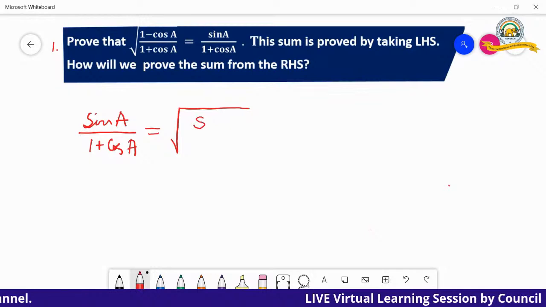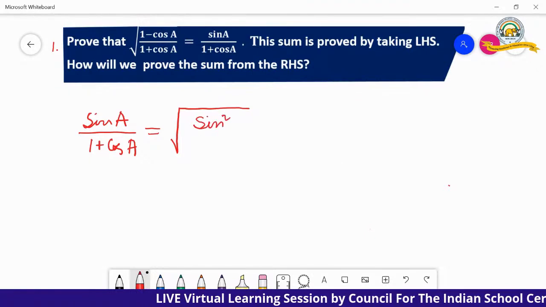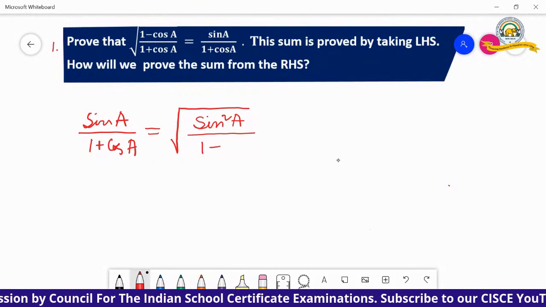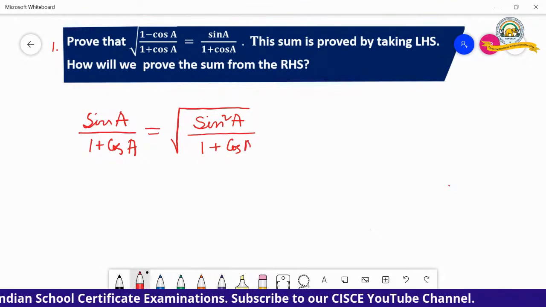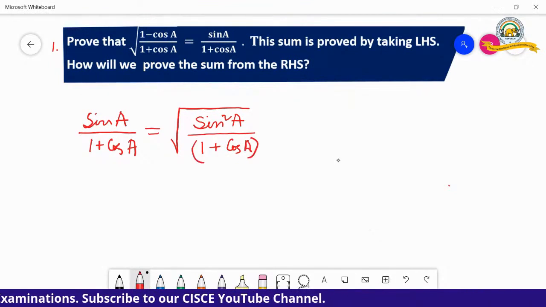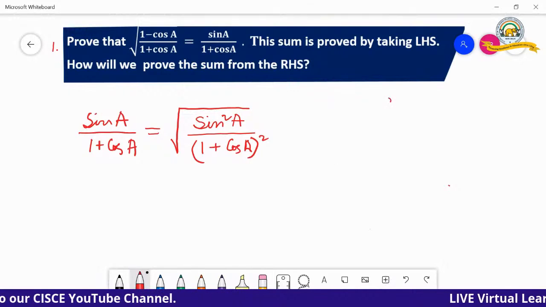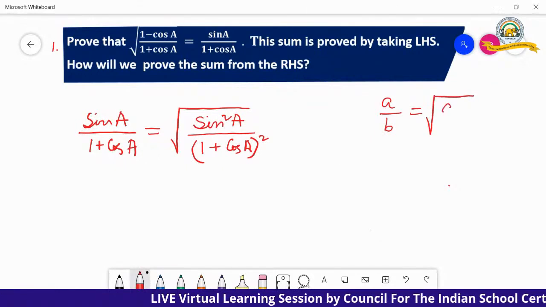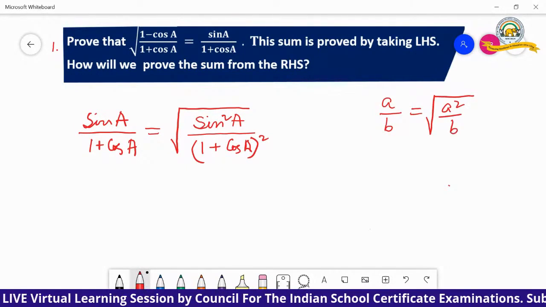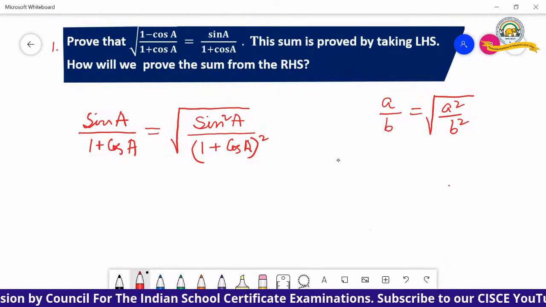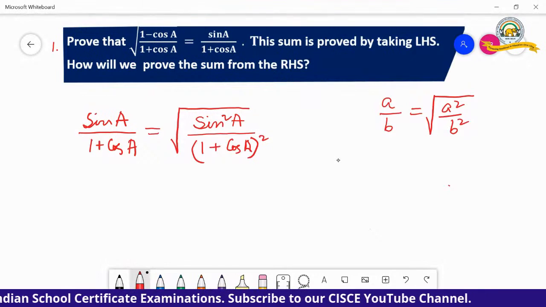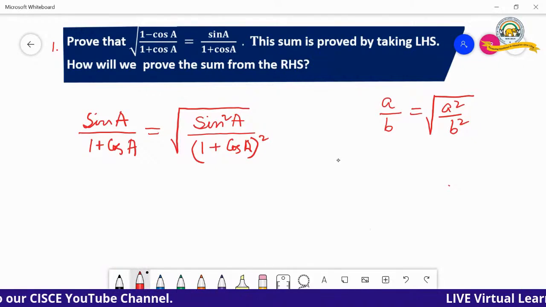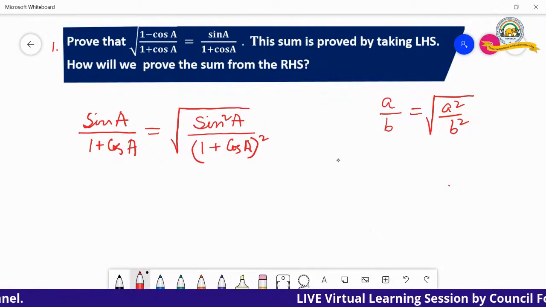I can't change my sum. No, I'm not changing the sum. I'm putting sin square A upon (1 plus cos A) whole square, under a square root. In algebra also we know, if I have A by B, I can easily write it as square root of A square by B square, and vice versa. From this I can go on to this, from this I can go on to this. So if I simplify, I come back to my original term. Now why did I think of this? Because I have to get a root. My main aim is how to get it within the root sign.